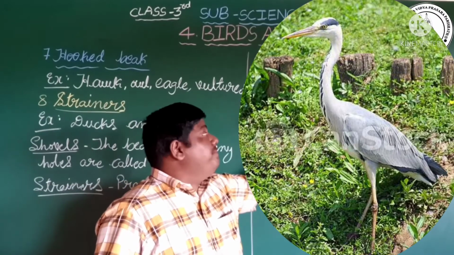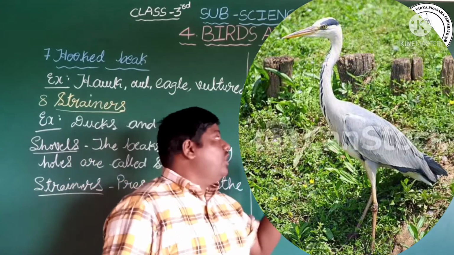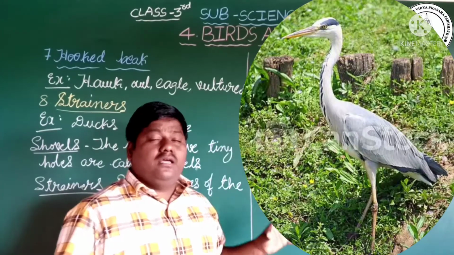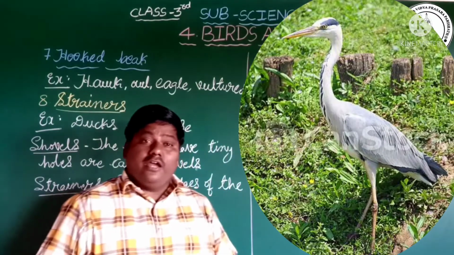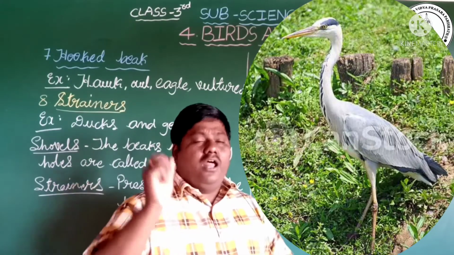Next, the ninth type and last type of beak is the spear shaped beak. Here, the spear shaped beak is a long and pointed beak, like a javelin. In Kannada we call it ET. See, that is very sharp and long.